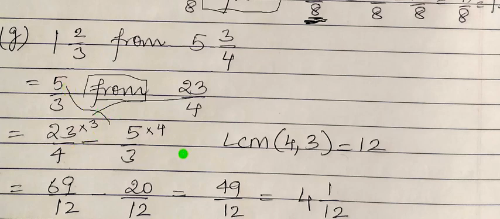So taking the LCM, which comes out to be 12, multiplying by the number 3 to both the numerator and denominator, as I have written it this way. I have not written it in both numerator and denominator. It's a shorter way to write it and to understand it. And writing the number 4 to make the denominators the same, it comes out to be 69 by 12 minus 20 by 12. On solving, it comes out to be 49 by 12, which equals 4 1 by 12.